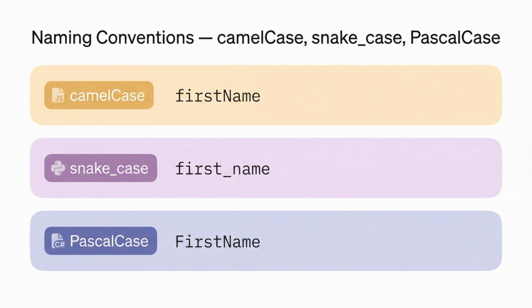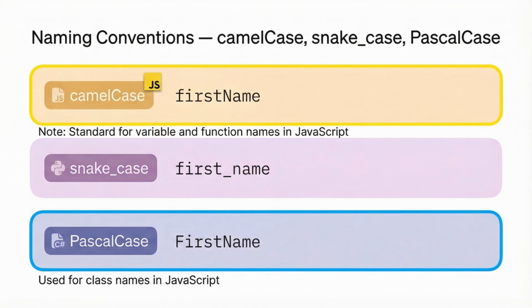When a variable name has multiple words, you can't use spaces, so developers use naming conventions. The most common in JavaScript is camel case. The first word is lowercase, and every subsequent word starts with a capital letter, like firstName or totalPrice. Snake case uses underscores between words, like first_name, and is more common in Python. Pascal case capitalizes every word and is typically used for class names in JavaScript. For everyday JavaScript variables and functions, camel case is the professional standard.